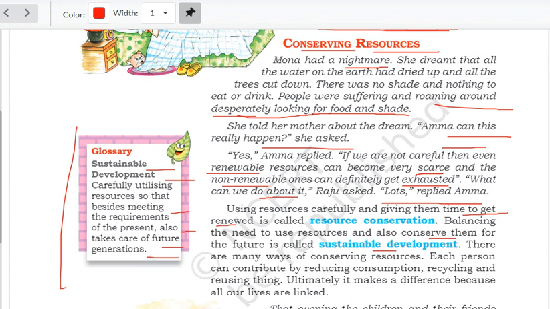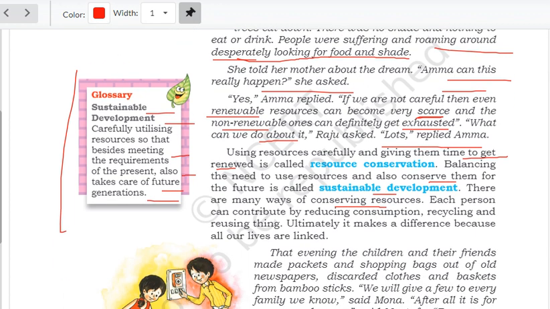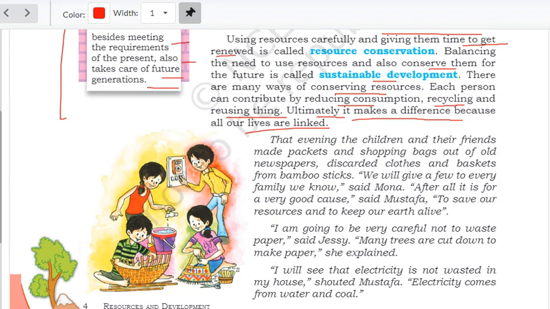There are many ways of conserving resources. There are many ways by which we can conserve, save resources. Each person can contribute by reducing consumption, increasing recycling, and reusing things. Ultimately, it makes a difference because all our lives are linked.